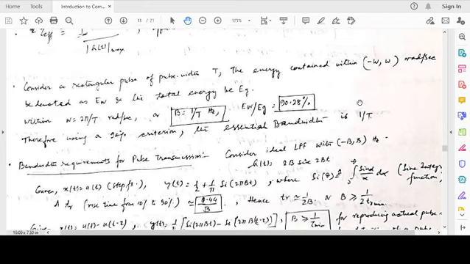So the thing that is left for you to calculate is for the raised cosine pulse. For the raised cosine pulse of the same pulse duration, calculate the effective essential bandwidth. That is left to you as an exercise.